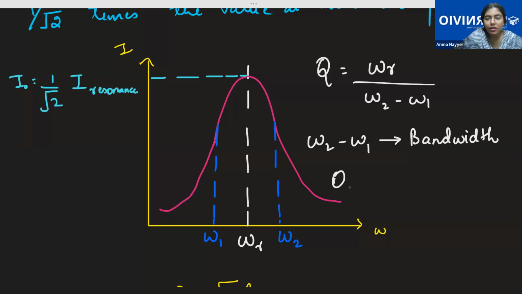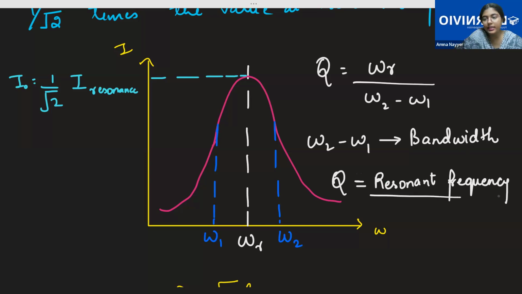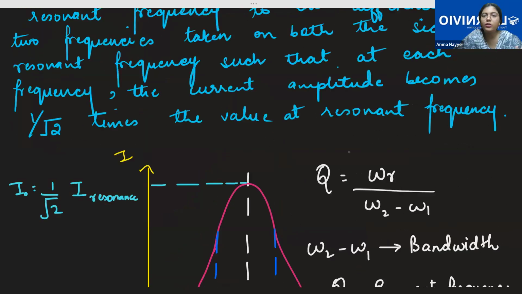So we can say the quality factor is the ratio of the resonant frequency to the bandwidth. Bandwidth is basically the difference between both of these, omega 2 minus omega 1. Now let's read the definition. Now you'll be able to remember it and understand.